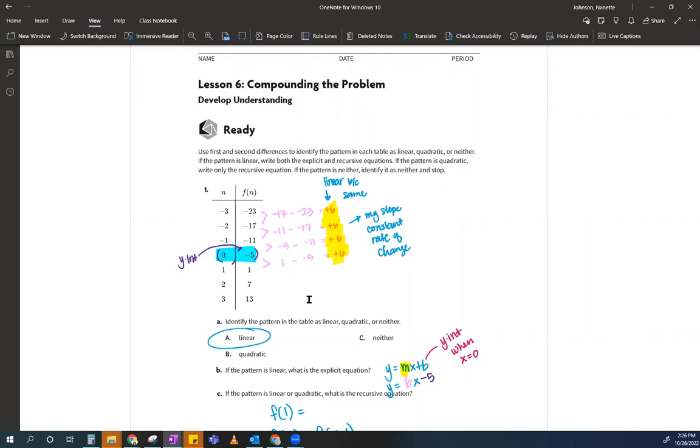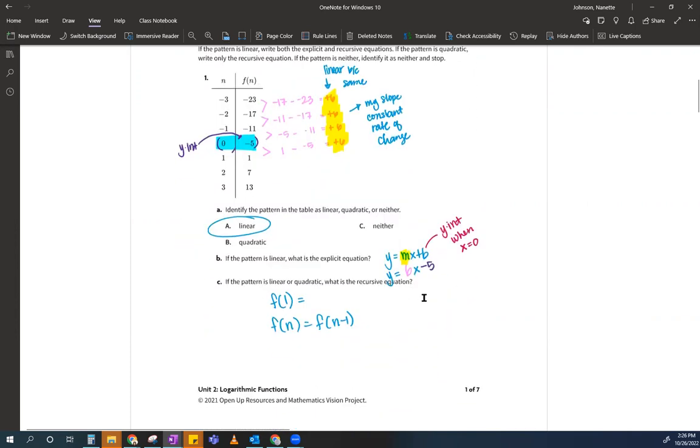Did I lose you? What would you say if I said, hey, can you describe this pattern? What would you tell me? Yeah, you add 6 to it. Ms. Johnson, it's going up by 6. So that's recursive in words. So you would say something like up by 6 or add 6, something like that, right?